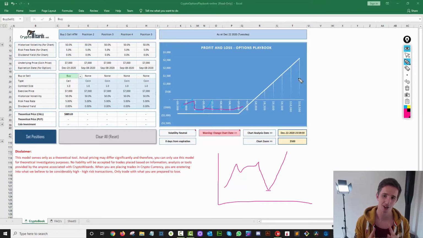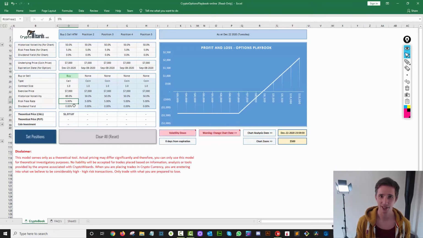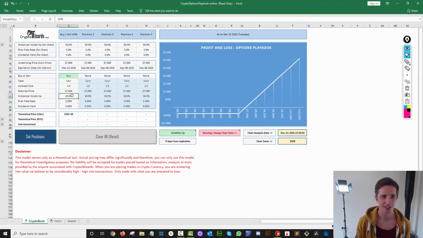Now, this depends a lot on what happens with volatility as well. Let me show you what I mean by that. Let's say that the volatility here is 50%. Let's actually say that when we buy this option, the volatility is 80%. You'll see that that changes the payoff because the option becomes more expensive. If the volatility is only 20%, then this looks a lot more favorable.